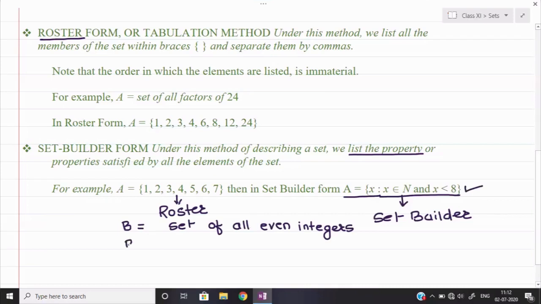B is equal to curly bracket x such that, in place of x you can take any alphabet, x such that x is equal to 2n. The value of n I am defining here: n belongs to the set of natural numbers. When I take n as a natural number, I take the least possible value of n as 1. If I put n is equal to 1, the value of x is 2. If I put n is equal to 2, the value of x is 4, and so on.